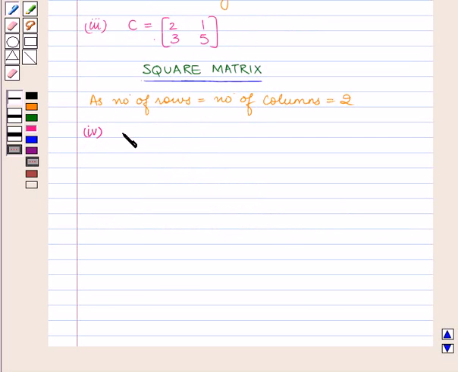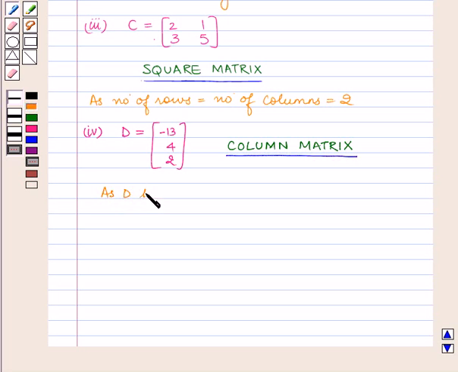The fourth part is D is equal to minus 13, 4, 2. This is a column matrix as D has exactly one column.